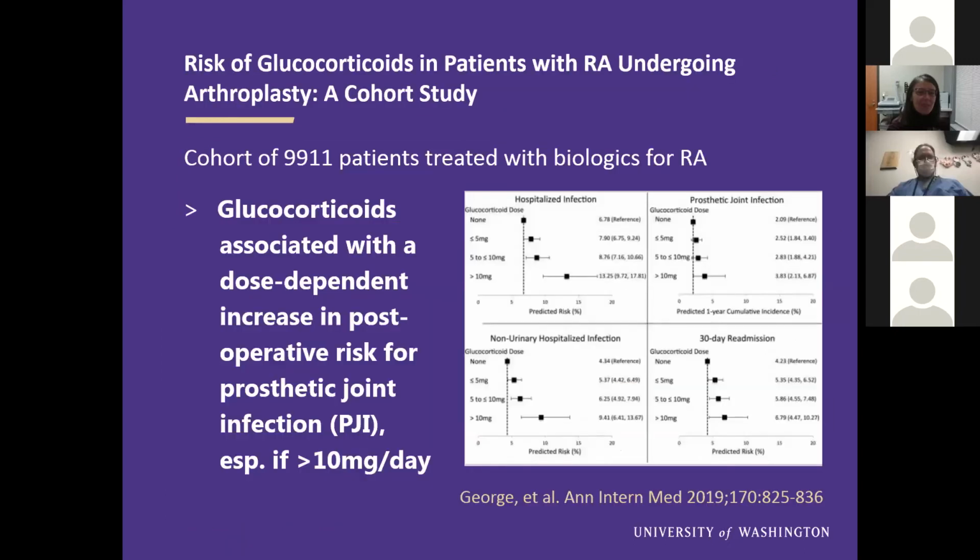And this study from the medicine literature, the risk of glucocorticoids in patients with rheumatoid arthritis undergoing arthroplasty, looked at a cohort of 9,911 patients. They were all being treated with biologics, and some were on prednisone and some were not. And this study found that glucocorticoids were associated with a dose-dependent increase in post-op risk for prosthetic joint infection. And you can see from these confidence intervals that when people are on more than 10 milligrams, the risk is much higher.